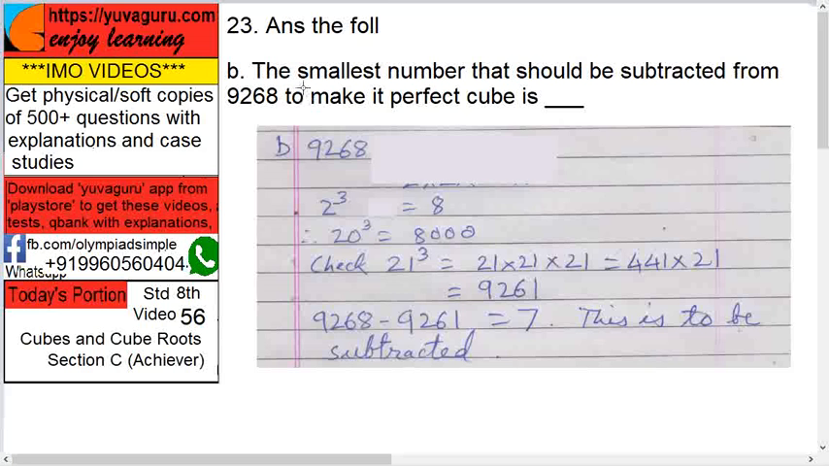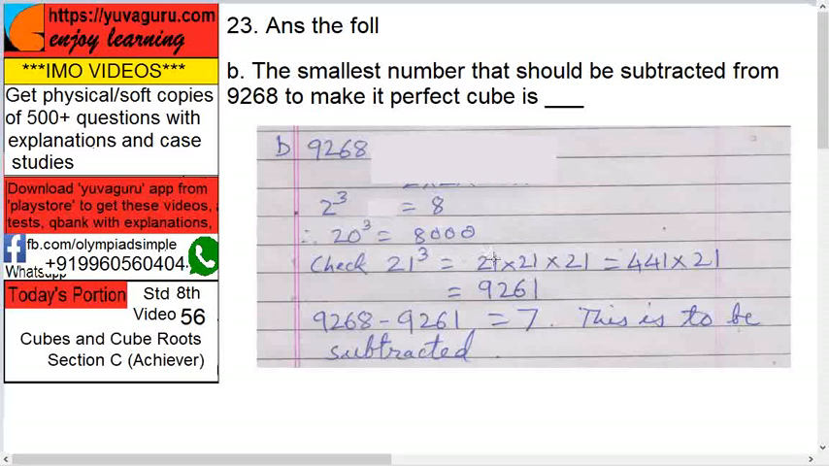Now, near 9268 you must know the perfect cube. See here, how to try this? 10 cube is 1000, 20 cube is 8000, since 2 cube is 8. So definitely the cube root of this will be greater than 20, because 20 cube is 8000, so for 9268 it should be greater than 20. So try 21.